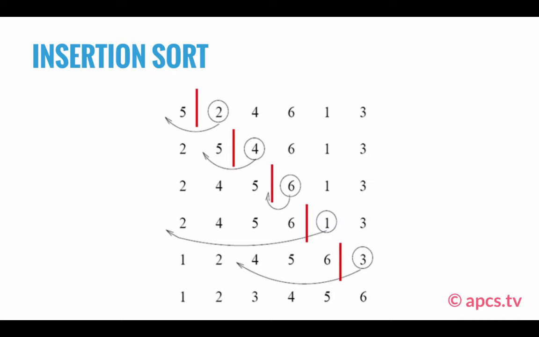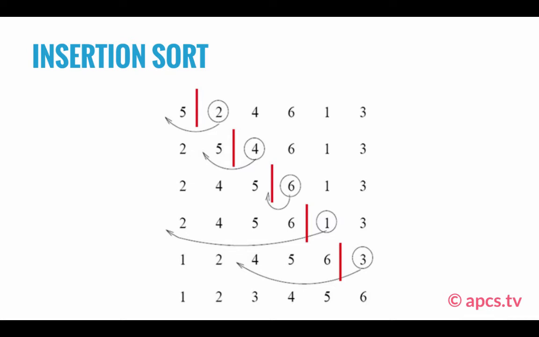So now the updated version of this list looks like 2, 4, 5, 6, 1, 3, with 2, 4, 5, 6 being already sorted and 1, 3 yet to be sorted. So after this, it says, okay, the next element that needs to be sorted is 1. And it looks at the sorted side to see where this element, the number 1, fits in.